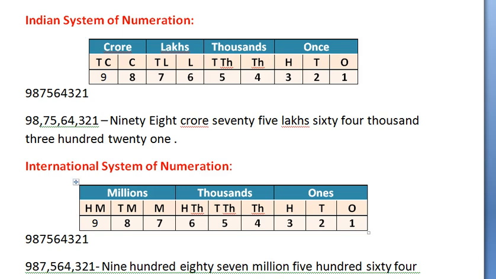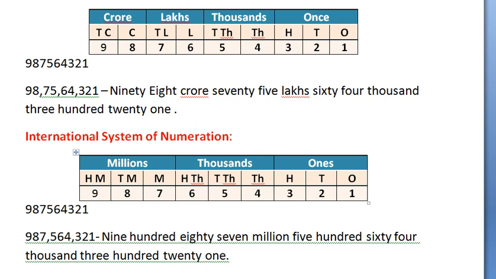Now we will see that in the international system of numeration, there are different places as ones, tens, hundred, thousand, 10,000. Up till this, it's like the Indian system of numeration. After that, it's 100,000, millions, 10 millions, 100 millions. So, in the international system of numeration, the periods or groups are divided into three places. For example, ones, tens, 100 makes a ones period, while 1,000, 10,000, and 100,000 makes thousands period, and millions, 10 millions, and 100 millions makes the millions period.